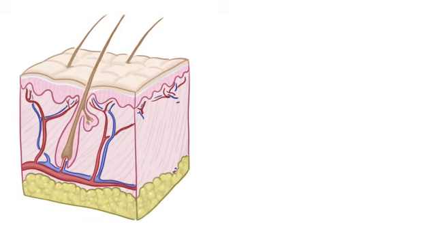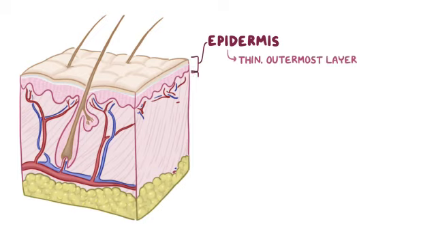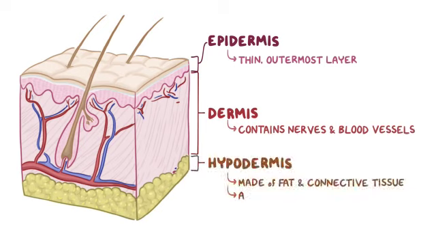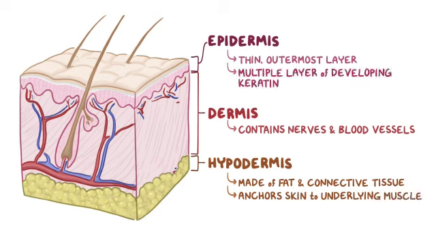Now, the skin is divided into 3 layers. The epidermis forms the thin outermost layer of skin. Underneath is the thicker dermis layer that contains the nerves and blood vessels. And finally, there's the hypodermis, which is made of fat and connective tissue that anchors the skin to the underlying muscle. The epidermis itself is made of multiple layers of developing keratinocytes, which are flat, pancake-shaped cells that are named for the keratin protein that they're filled with.